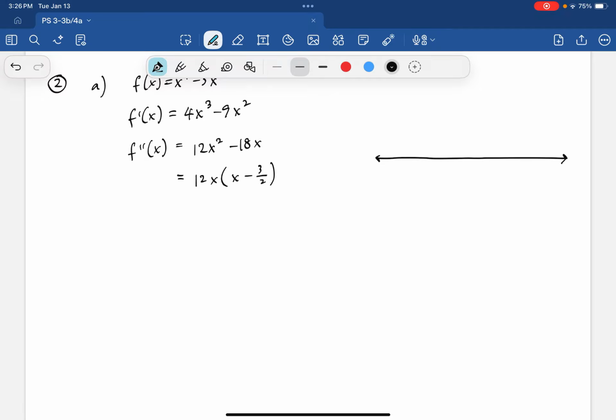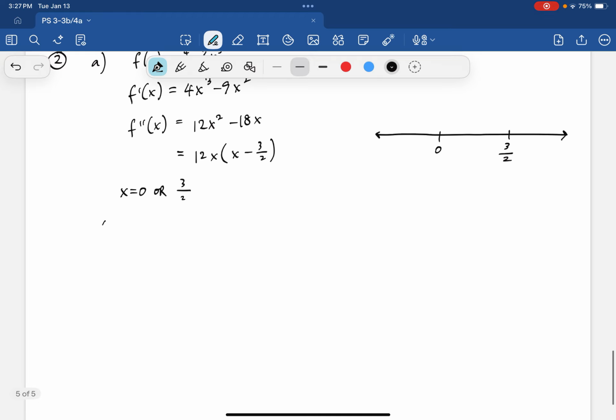And so here, there are two, not critical numbers, but they're going to be called points of inflection. And so we're going to be looking at x equals 0 or positive 3/2. And so we need to check these three intervals that the number line is being split up into.